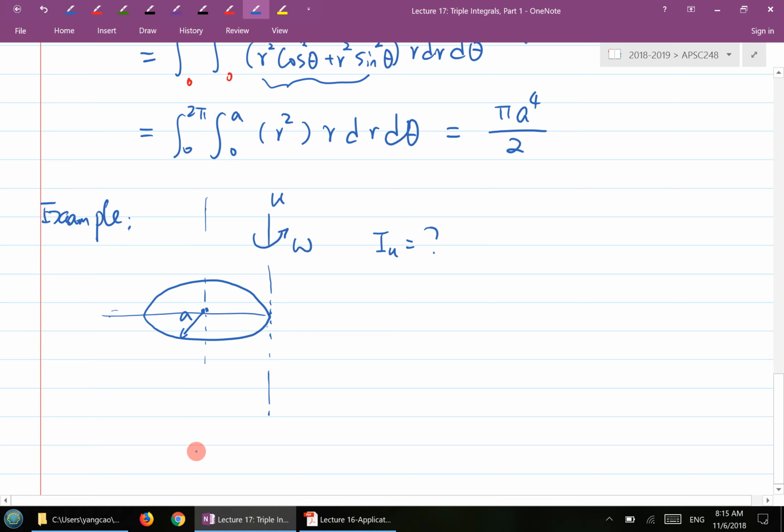Looking from the top. Okay, let's do this. Looking from the top. Okay. Here is the thin plate.